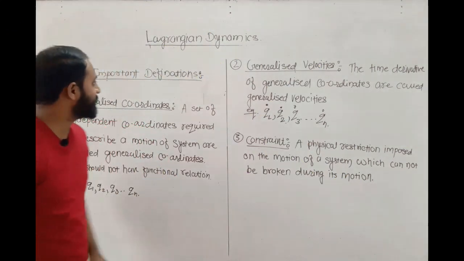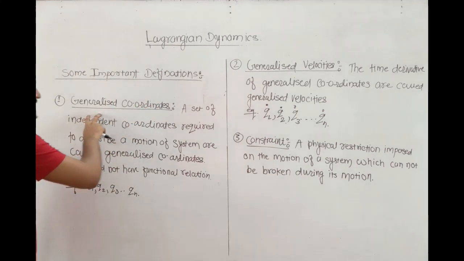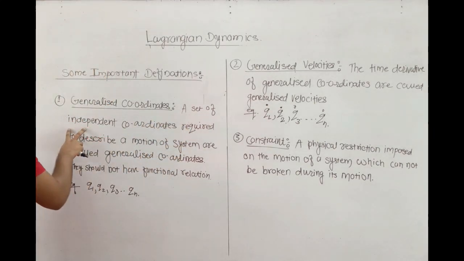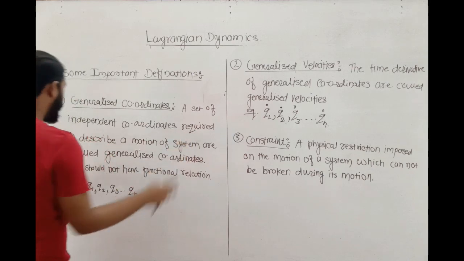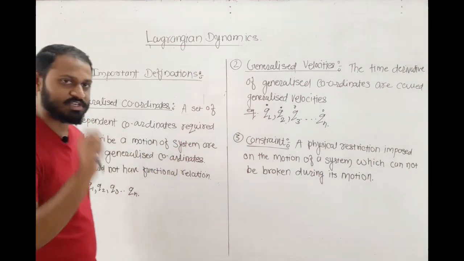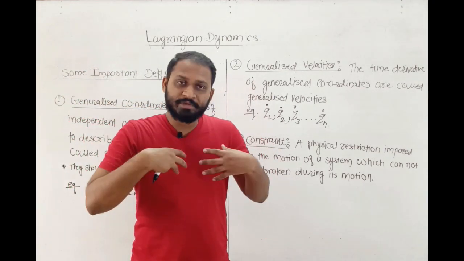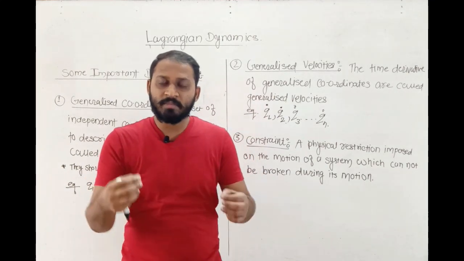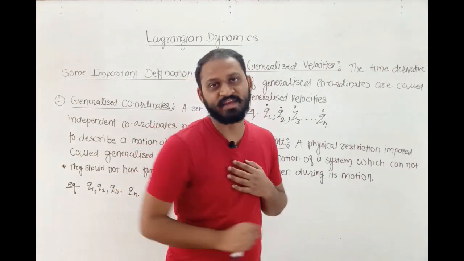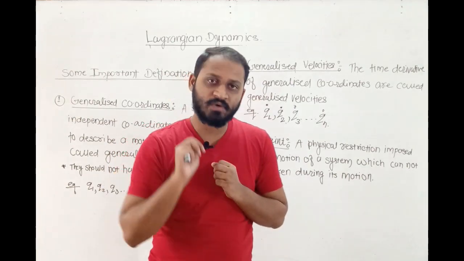Now let us discuss some important definitions. Now see the first important definition, that is the generalized coordinates. A set of independent coordinates required to describe the motion of a system are called generalized coordinates. Now see, I am in 3 dimensions. To define my position, one may require 3 coordinates, that is x, y and z.